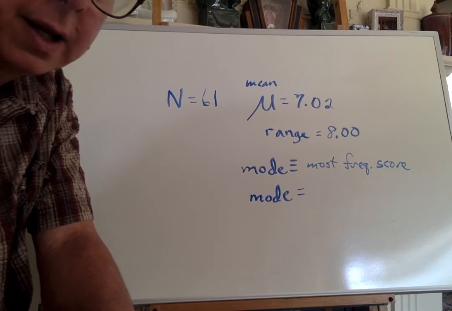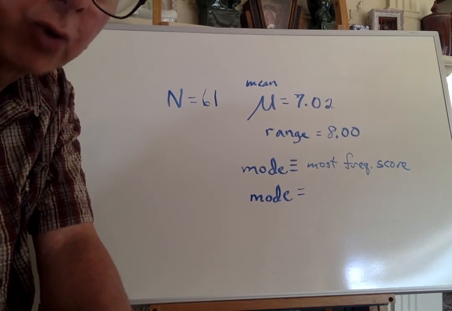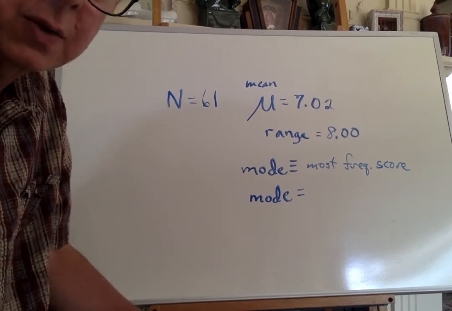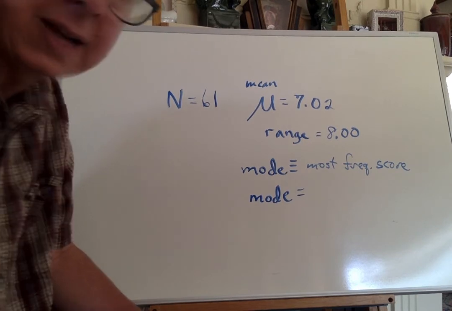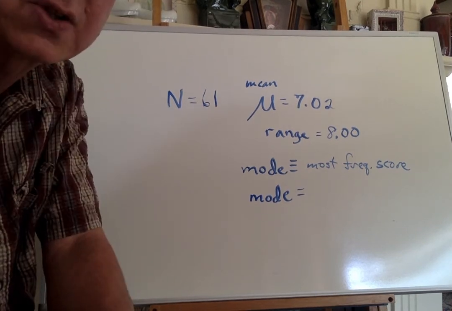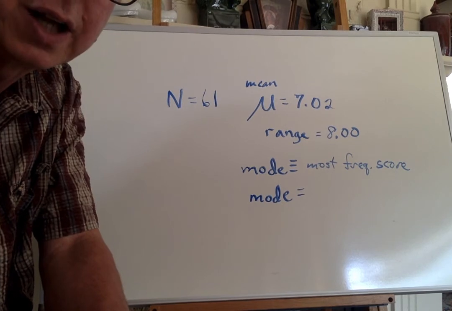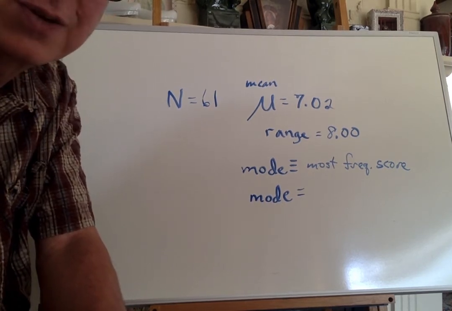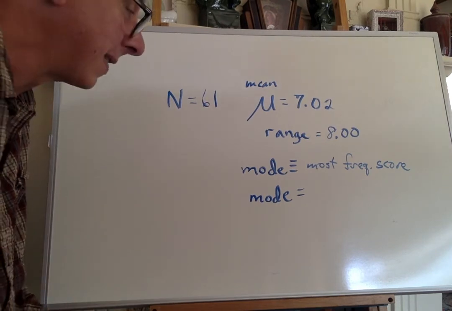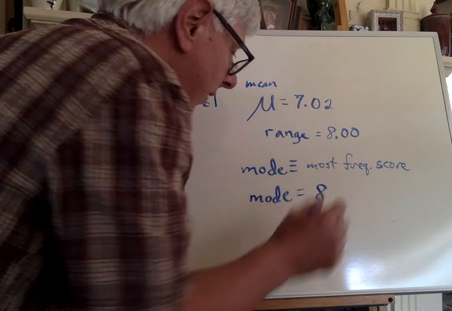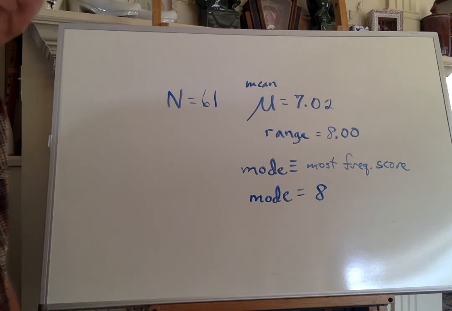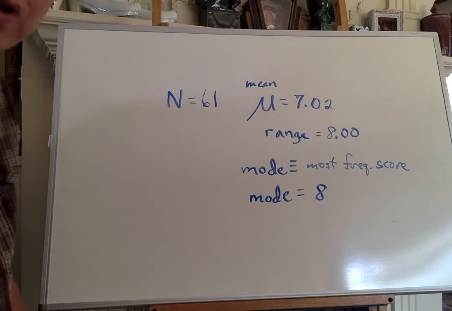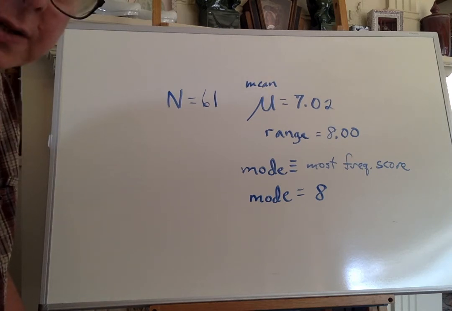Everybody got it? You might have the wrong one. If you thought it was 7, no, it's not 7. Our most frequent score is what? It's 8. Okay. Our most frequent score is 8. So that is the score that people reported the most in terms of their happiness.